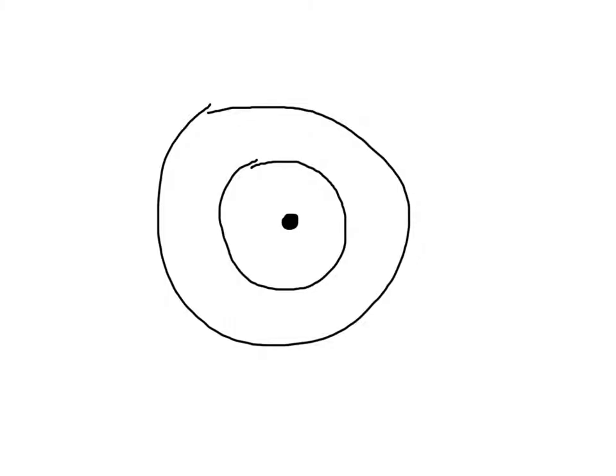When we drew Bohr models, we said that there were only 2 electrons allowed in the first energy level, and 8 electrons in the second energy level. That's 1, 2, 3, 4, 5, 6, 7, 8. Is that 8? I can't count. I'm losing my mind. All right, 8 electrons in the second energy level.